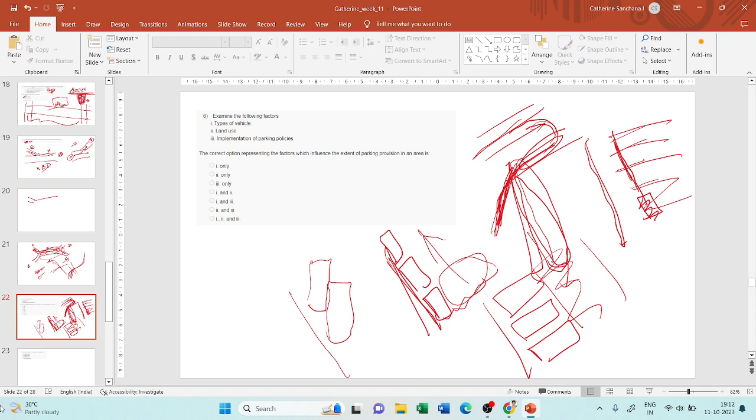So examine the following factors, the correct option representing the factors which influence the extent of parking provision in an area. So let us move to this question. So why is parking needed? If you understand that concept, then maybe the influencing factors for parking provision also can be covered, right? So why are parking facilities needed?